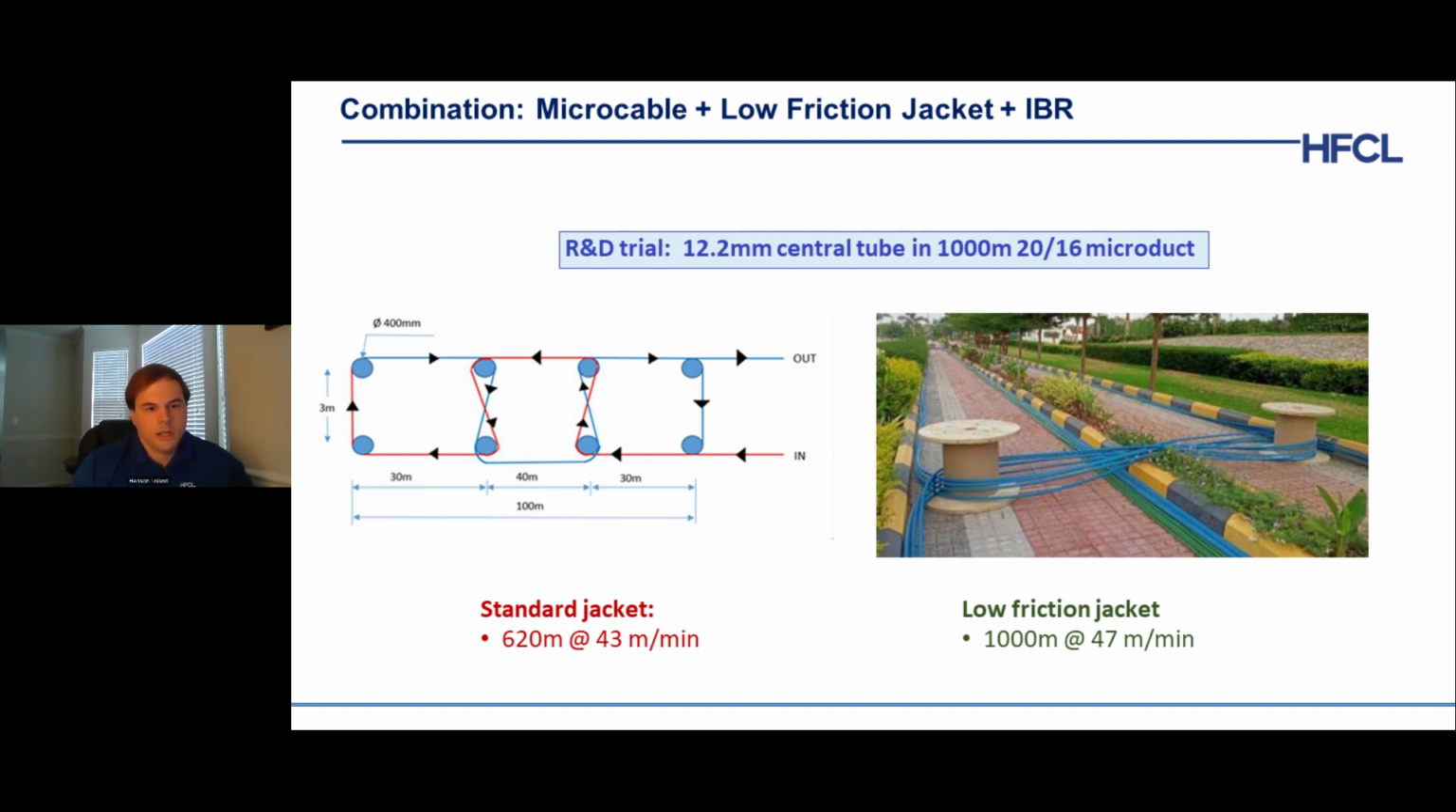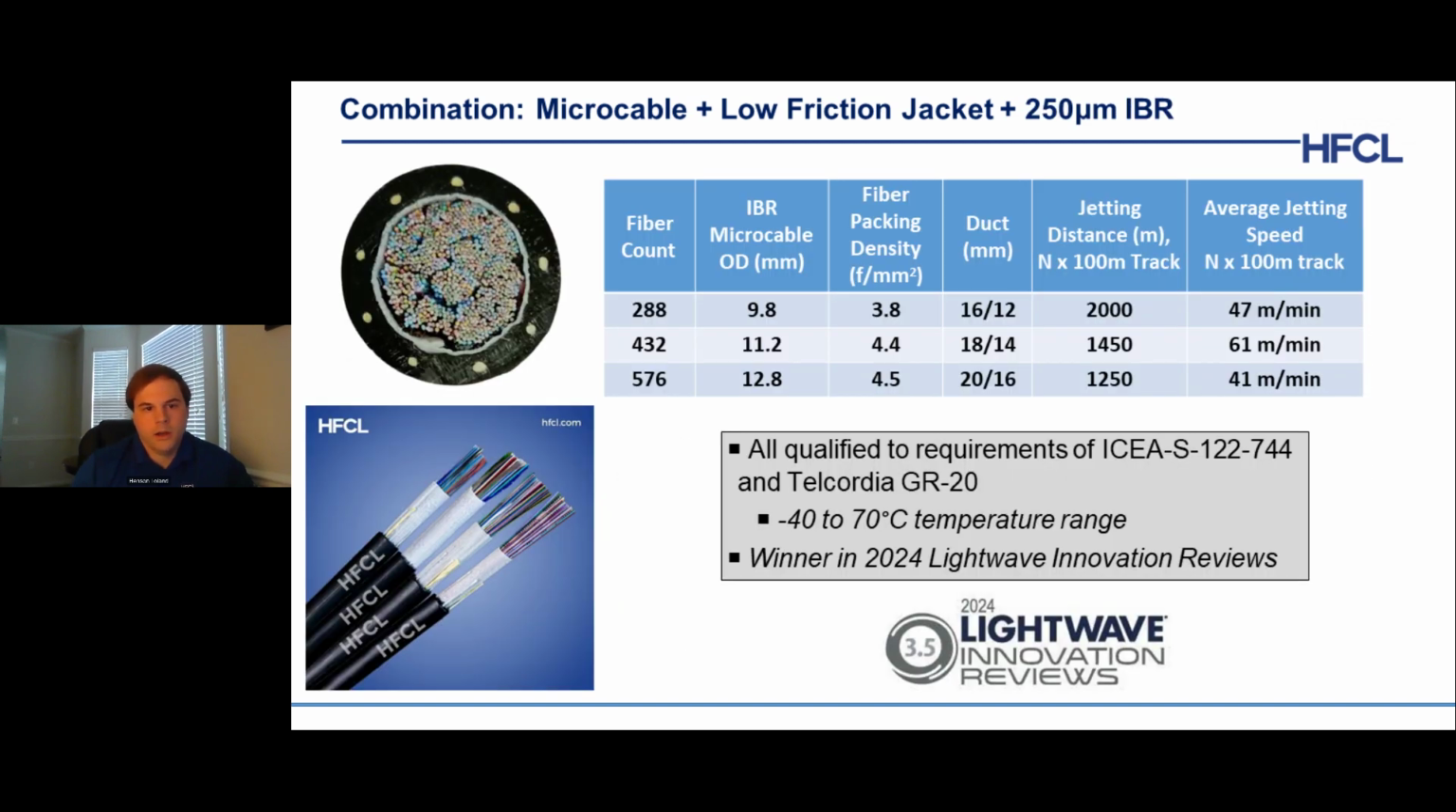And then cascading that to a full product line here, we have our design, which is a unitube type design, ranging all the way up to what we have listed here, 288 to 576 fibers at the respective cable diameters, 9.8, 11.2, and then 12.8. Targeting the different duct sizes here, and then you can see the jetting performance, which is pretty good. You can see the performance there relative to one another.